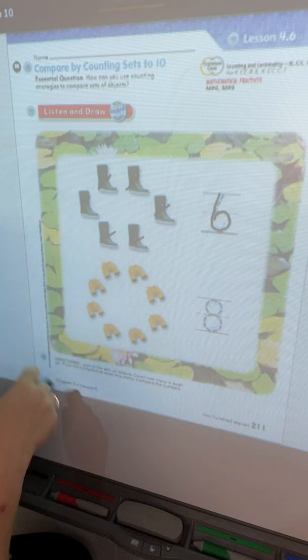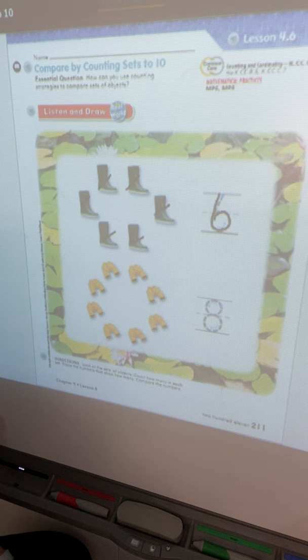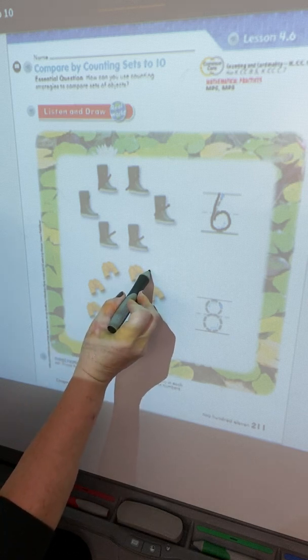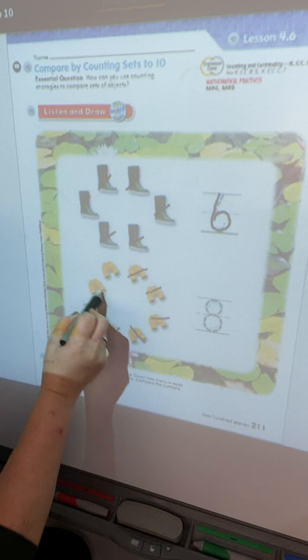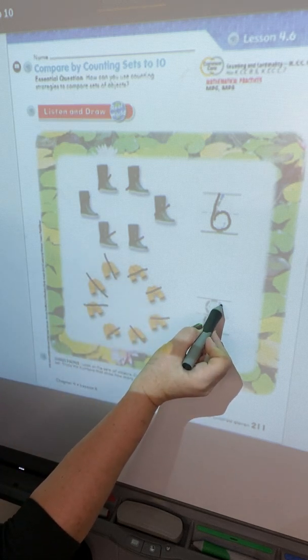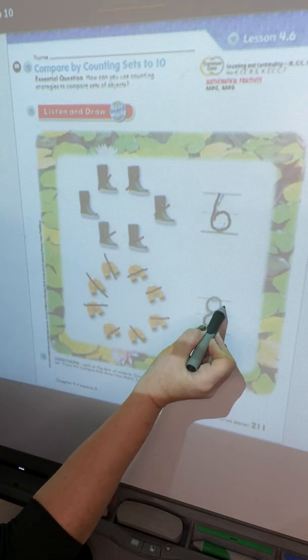Do you know what these yellow things are called? You look through them to see things that are far away. Have you ever heard of binoculars before? Binoculars? They're pretty cool. You should see if anybody at home has a pair. So let's count. 1, 2, 3, 4, 5, 6, 7, 8. There are 8. So let's go ahead and make our 8.